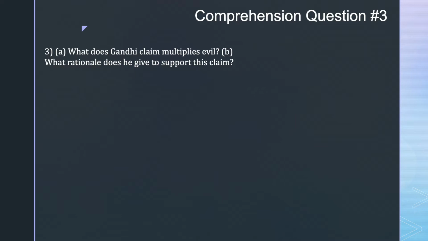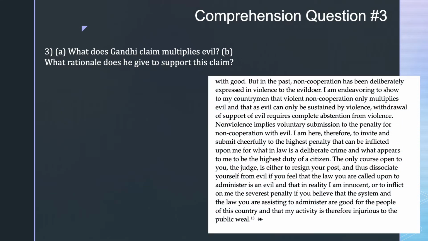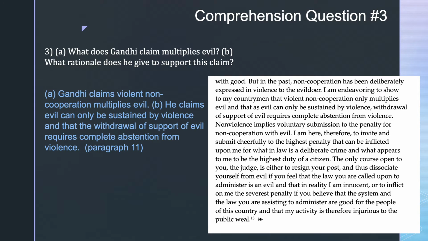Comprehension question 3. This is a 2-part question. Make sure you answer both parts. What does Gandhi claim multiplies evil? What rationale does he give to support this claim? Gandhi claims violent non-cooperation multiplies evil. He claims evil can only be sustained by violence and that the withdrawal of support of evil requires complete abstention from violence.